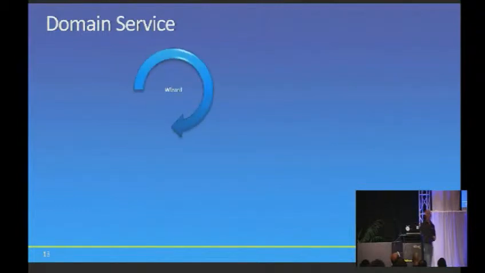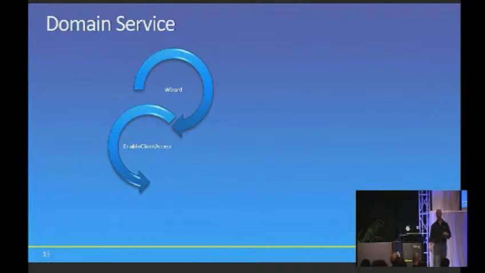So the domain service is really key. You've got a wizard that you use to create it, and all it does is create a class that inherits from the domain service class. It marks that class as enabling client access, which basically allows the client to see it. And then it implements IQueryable methods for all your objects you expose. It doesn't return the actual object. It returns an IQueryable, so LINQ can actually call it from the client.